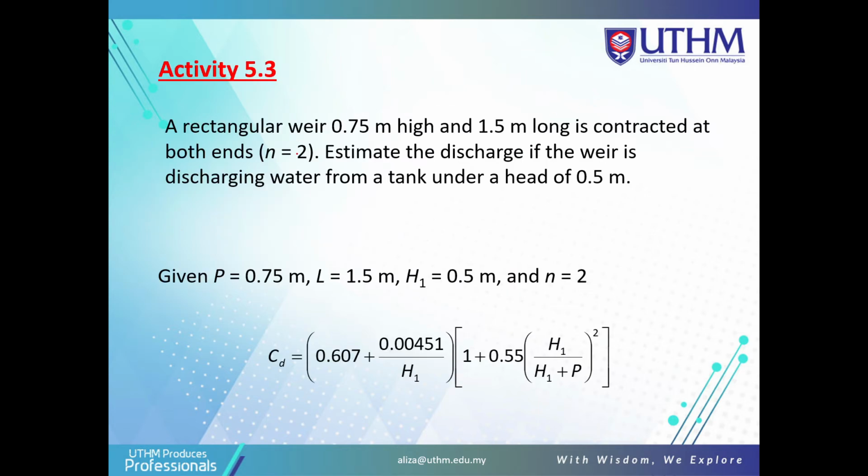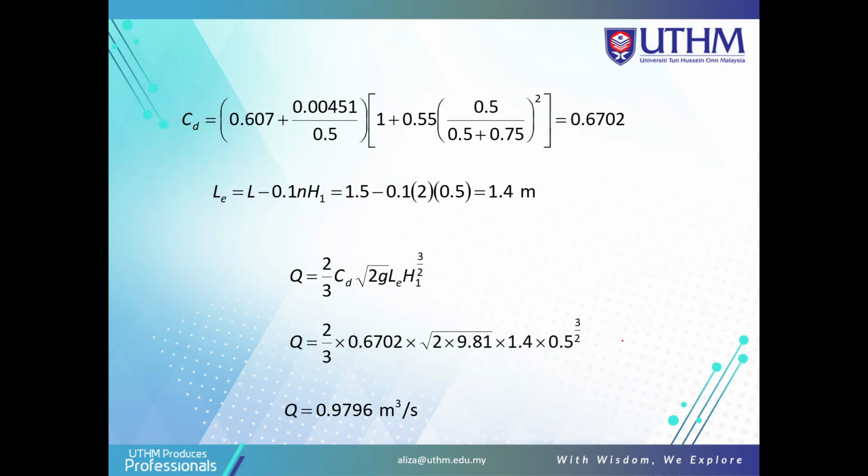Now look at the example here. Estimate the discharge if the weir is discharging water from a tank under a head of 0.5 meter. Just directly use the Bazin formula and you get the CD. After you get the CD, you find the Le, and then use this formula and put in all the values until you get Q is 0.9796 meter cubic per second. So this is the direct formula that you must use in the question.